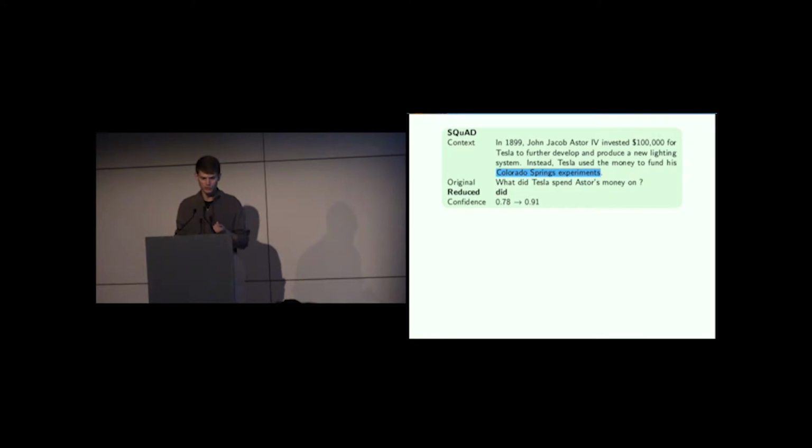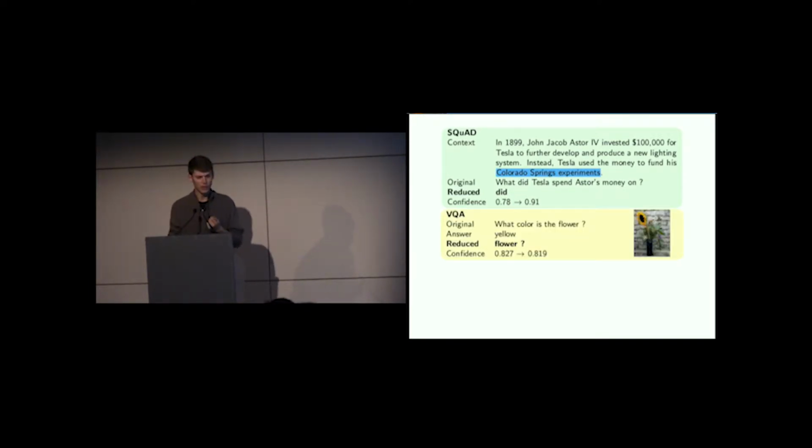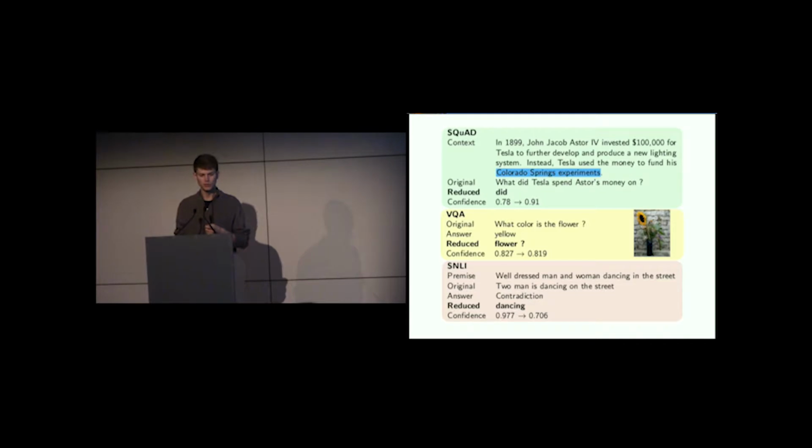We looked at SQuAD. Here's the example we just saw. We also looked at VQA. What color is the flower can be reduced to just flower without changing the prediction of yellow. And we can reduce, in SNLI, the hypothesis two man is dancing on the street to just dancing without changing the model's prediction of contradiction. So these are three toy examples. Does this hold more generally for the model?